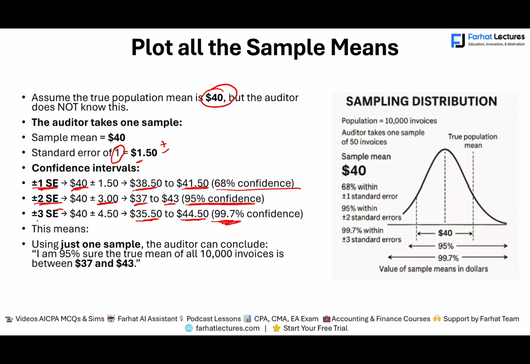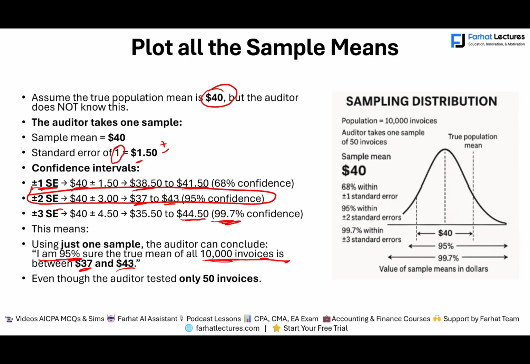So using one sample, the auditor can conclude, I'm 95% sure, so we're going to go with this statement, I'm 95% sure that the true mean of all 10,000 invoices is between 37 and 43. That's a high confidence. Now, if I want to be 99% confident, I would say it's between 35.5 and 44.5. Although we only tested 50 invoices, we can make this conclusion. And this is the magic of normal distribution, standard error, and standard deviation.